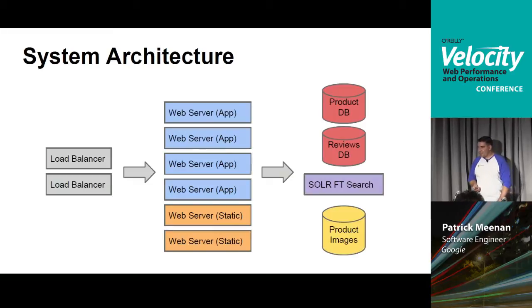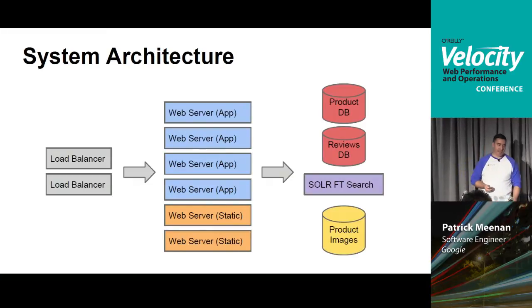We did the typical system architecture when we deployed it. We've got your load balancers. We're expecting loads and loads of traffic. We've got app servers carved off, serving the application-specific stuff. We've got separate static file servers. We've got databases out the wazoo: databases for products, for reviews, for tracking customers, all that kind of stuff. We even put in a Solr full-text search because you want to be able to search for your products, right? And we have a separate stash of product images. So that's a pretty typical stack.